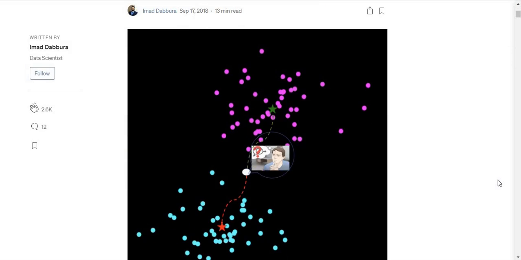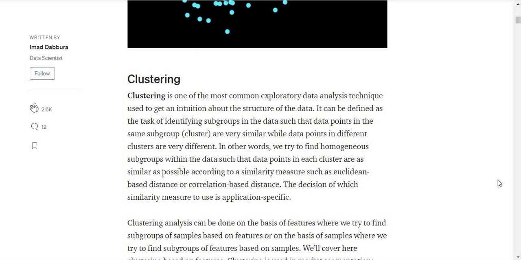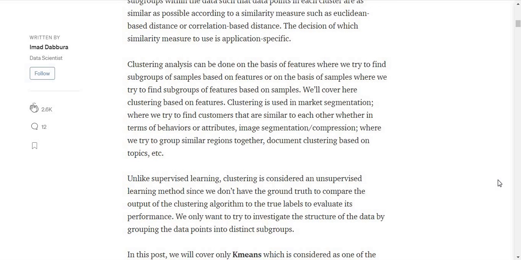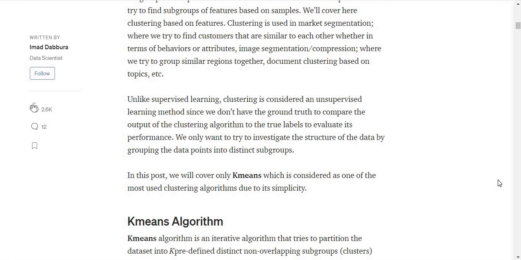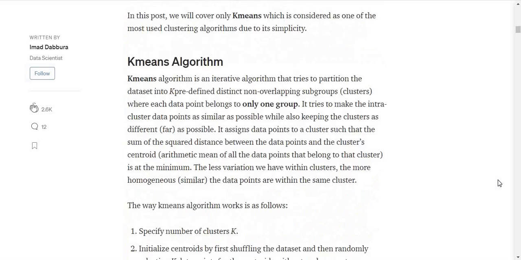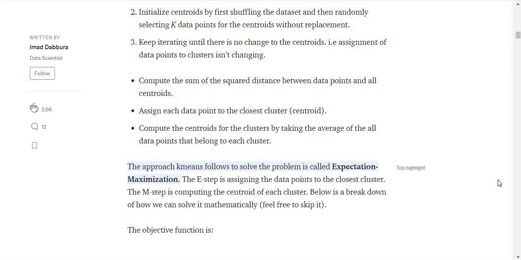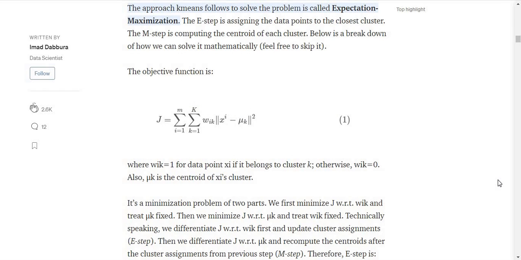Clustering is one of the most common exploratory data analysis techniques used to get an intuition about the structure of the data. It can be defined as the task of identifying subgroups in the data such that data points in the same subgroup (cluster) are very similar while data points in different clusters are very different. In other words, we are trying to find homogeneous subgroups within the data such that data points in each cluster are as similar as possible according to a similarity measure such as Euclidean-based distance or correlation-based distance.